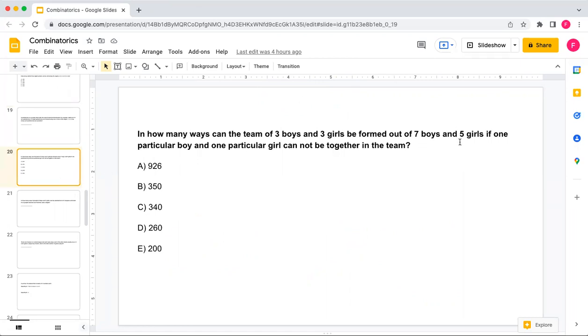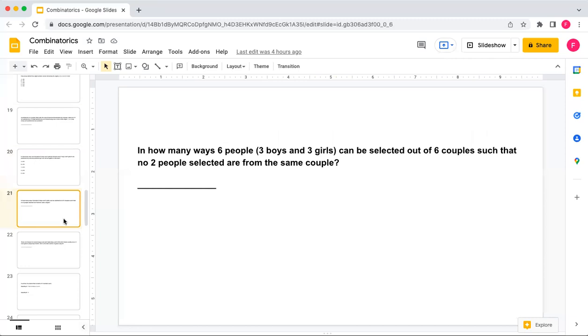We've just discussed this concept in the last class as well. So just leave this question. Yeah, this is an interesting question, just try this one. The question is: in how many ways can 6 people, 3 boys and 3 girls, be selected out of 6 couples such that no 2 people selected are from the same couple?